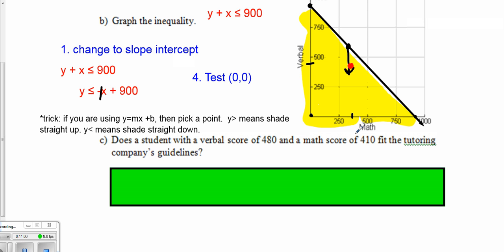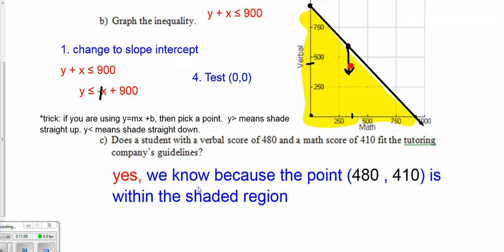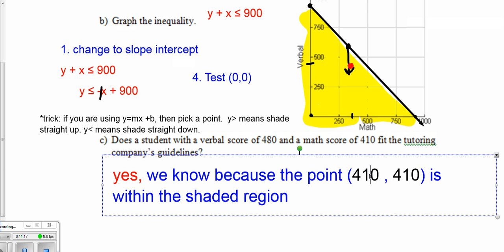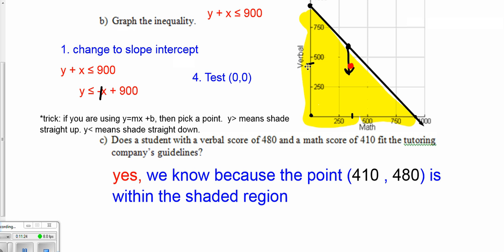If we wanted, we could plug these into our original inequality, but we can also see that that dot is within our shaded region. So does this student fit? Yes. We know that because the point 480 and 410, actually these would technically be flipped around, 410 and 480, because 480 is our y value, the verbal, 410 is our x value, the math. That spot is within our shaded region. So yes, this student would fit the guidelines.